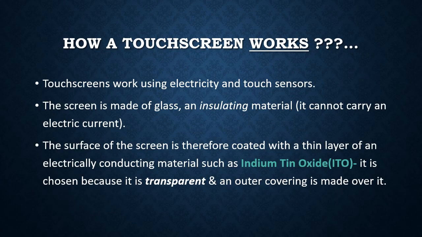So how does a touch screen work? Touch screens work using electricity and touch sensors. The screen is made of glass and insulating material. The surface of the screen is therefore coated with a thin layer of an electrically conducting material such as indium tin oxide. We choose this material only because it is transparent also.